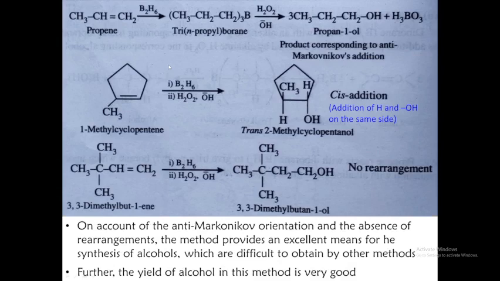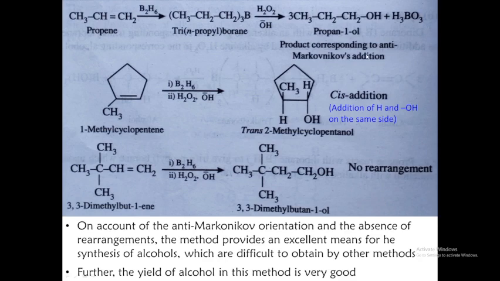Propene reacting with diborane B2H6, we get an intermediate tri-normal propyl borane, which on oxidation in the presence of hydrogen peroxide in alkaline medium gives propan-1-ol, CH3CH2CH2OH, and this product is the anti-Markovnikov addition product.